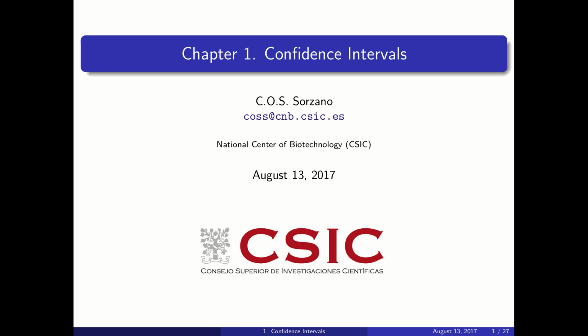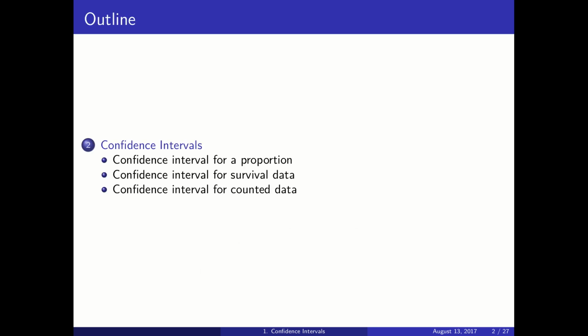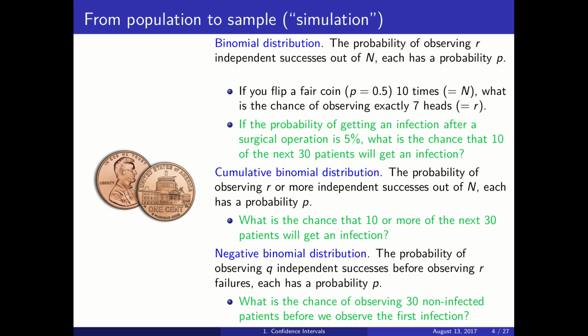So in this video we will start to see how to construct confidence intervals and how to interpret them. So we will start with confidence intervals for discrete variables. So in this video in particular we will see for proportions. So let's start. So our goal, as we said in statistics, is to go from the sample to the population.